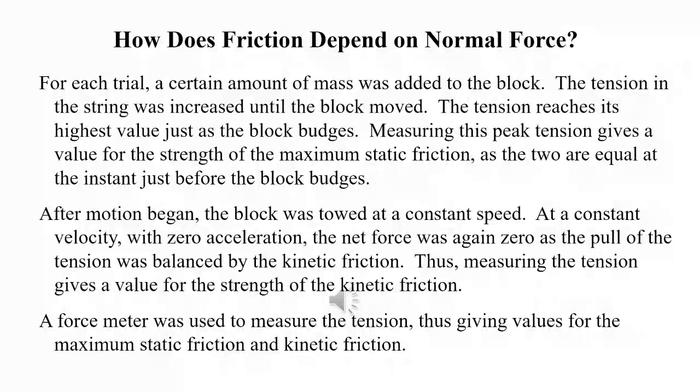After motion began, the block was towed at a constant speed. At a constant velocity, with zero acceleration, the net force was again zero as the pull of the tension was balanced by the kinetic friction. Thus, measuring the tension gives a value for the strength of the kinetic friction. A force meter was used to measure the tension, thus giving values for the maximum static friction and kinetic friction.